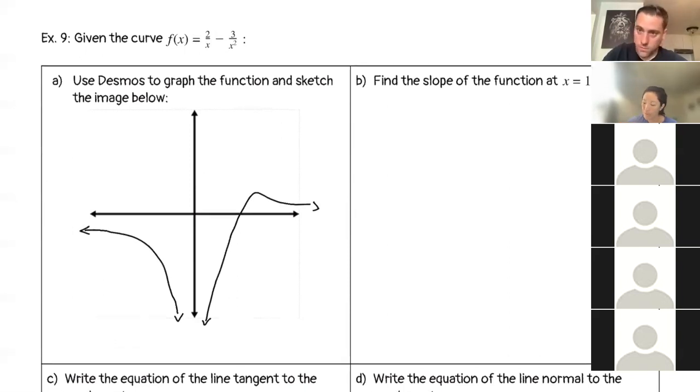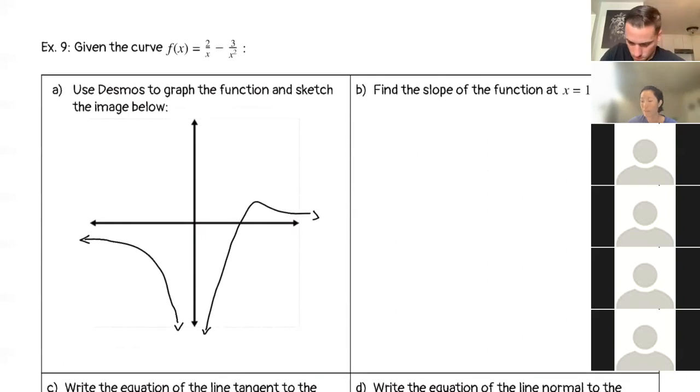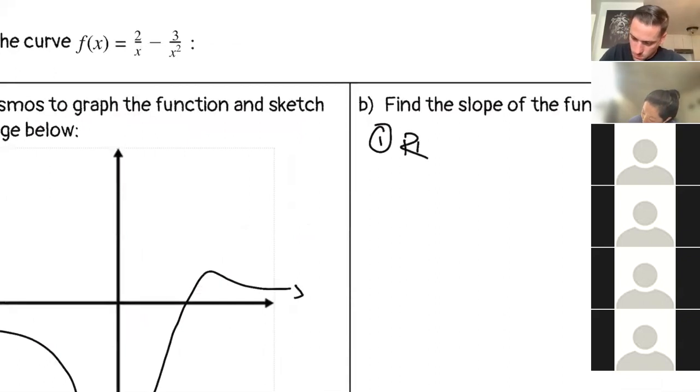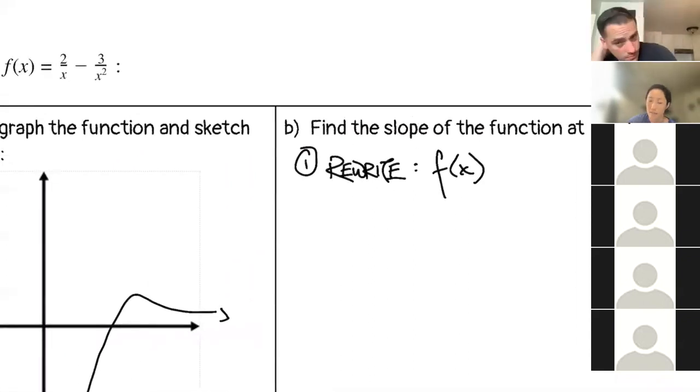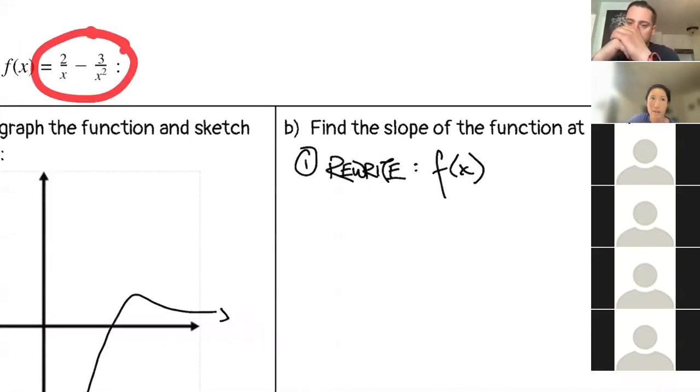All right, now let's take a look at part B. Part B says find the slope of the function at x equals 1. So exact same directions as the previous question. What do we want to do first in terms of setting up to find this slope? Rewriting that function. All right. So we have this f of x, and it's got 2 over x minus 3 over x squared.